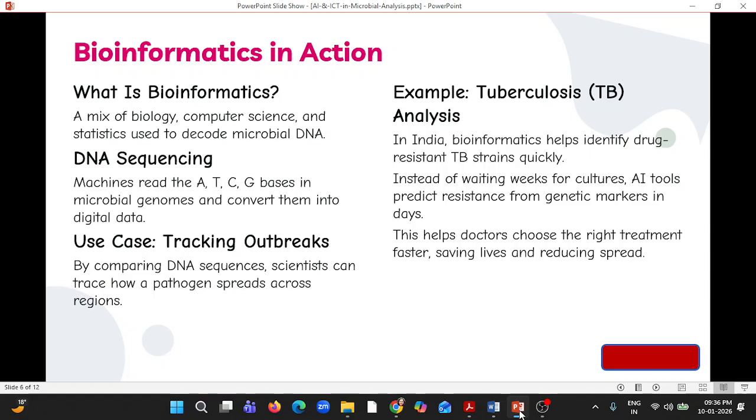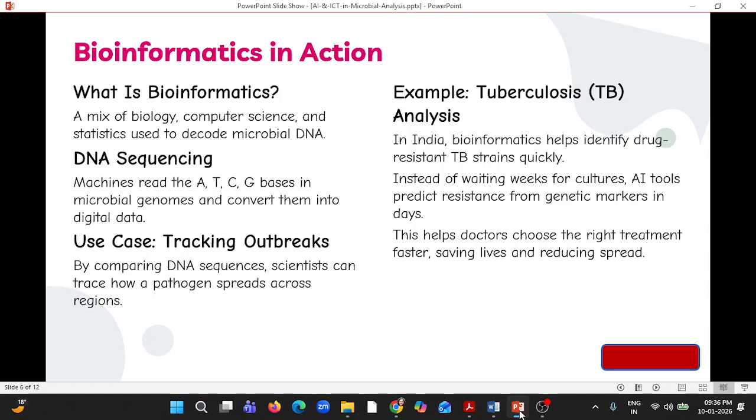To implement AI in microbial analysis, the one indispensable part is bioinformatics. Bioinformatics is an interdisciplinary field that combines biology, computer science, and statistics to understand and interpret microbial DNA. It allows scientists to convert complex biological information into meaningful, actionable knowledge.